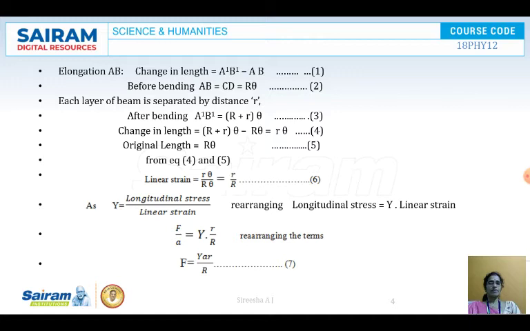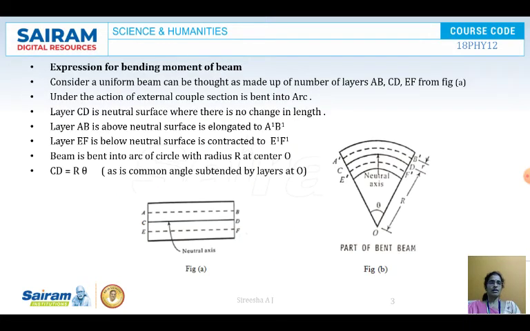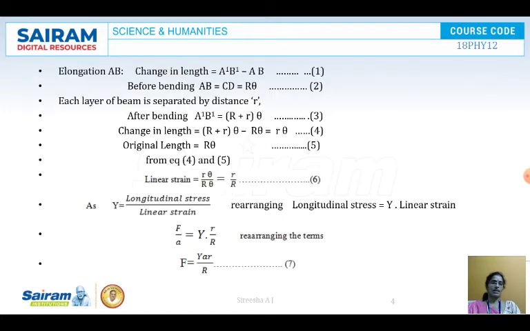Each layer of the beam is separated by a distance of small r. You can see from the diagram here, from the neutral surface to the B dash, the layer is separated by a distance of small r. The same thing we are taking in this slide. So after bending, it is A dash B dash. Therefore, it can be taken as capital R plus small r into theta, which is nothing but A dash B dash.